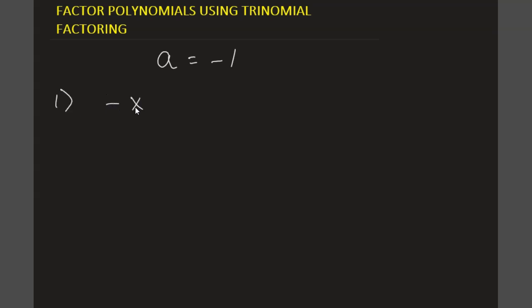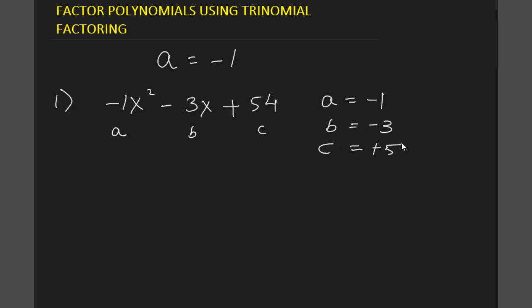If my question is -x squared -3x plus 54. Now always remember, whenever your a is negative, if we write down a, b, and c separately, no number here means it's a -1. My a value is -1, my b value is -3, and my c value is a positive 54.